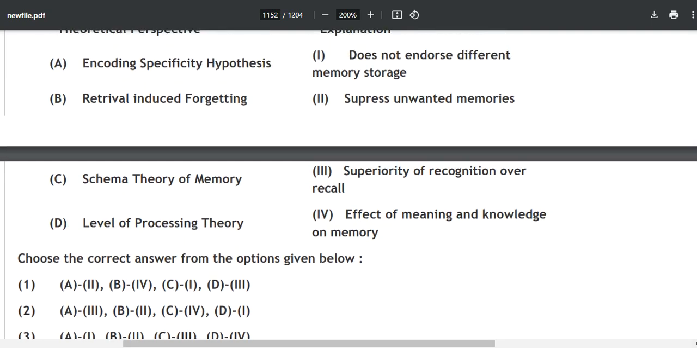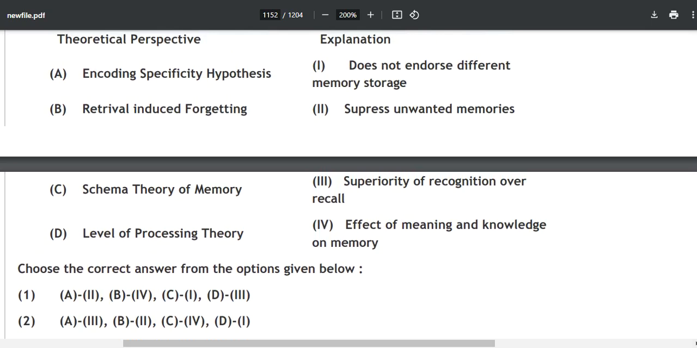Now, they have also repeated this. It is a PYQ repetition again. So what will it be? It will be retrieval induced forgetting. B, second: suppress unwanted memories. So what is happening? First it is retrieval and then induced forgetting. So this is called suppressing unwanted memories.